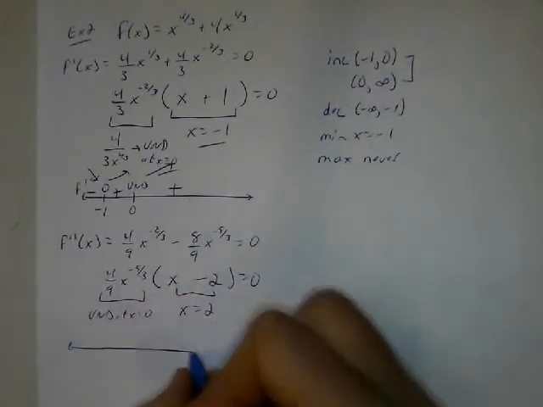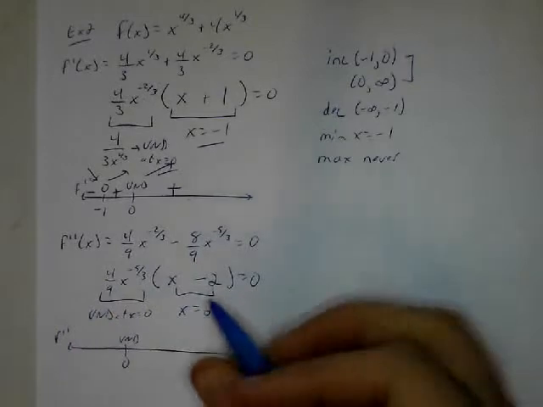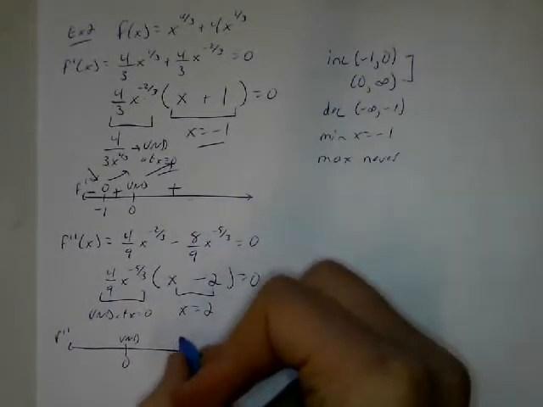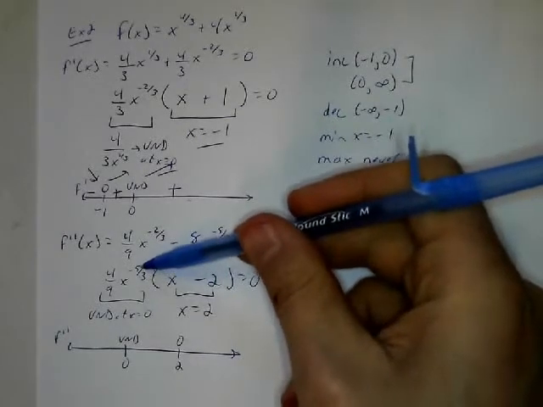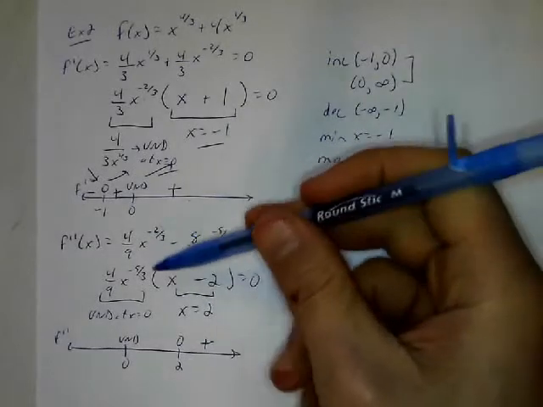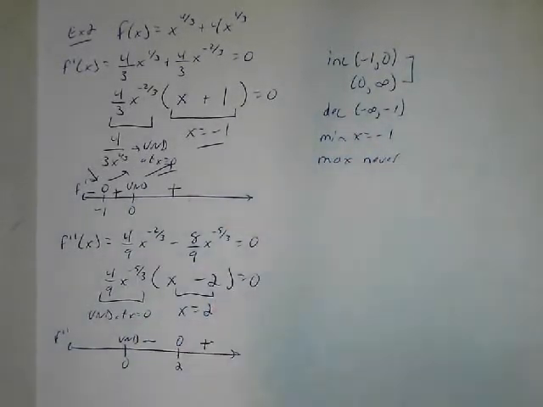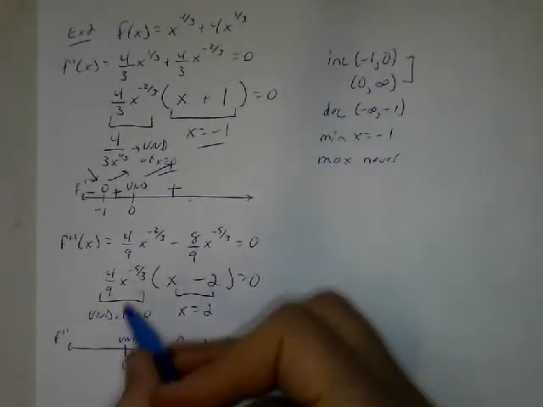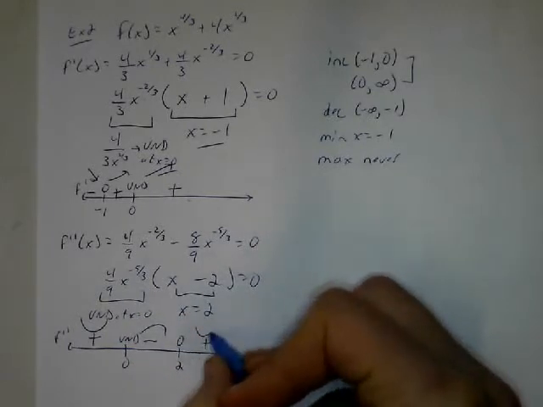So let's do our sign analysis one more time. We have 0 is undefined on the second derivative, and 2 is a 0. Notice this can be positive, negative, so you have to be careful with that. You plug in 5, it's positive, positive, positive. Plug in 1, that's positive, negative, negative. Plug in negative 1, negative, negative, positive. So it's up, down, up.